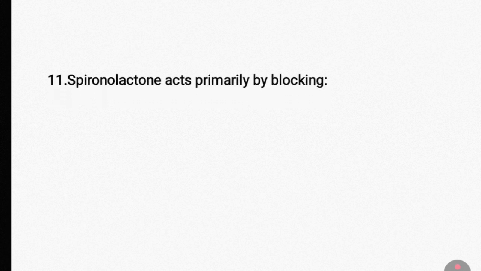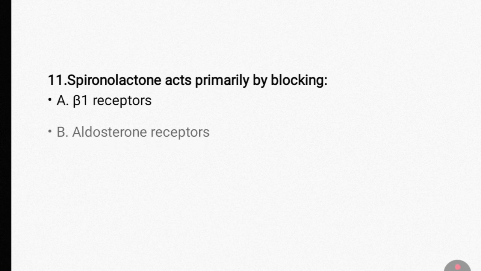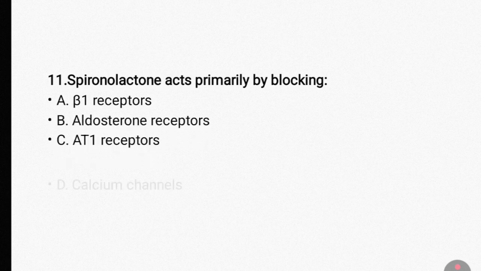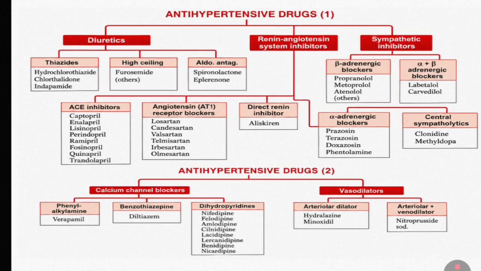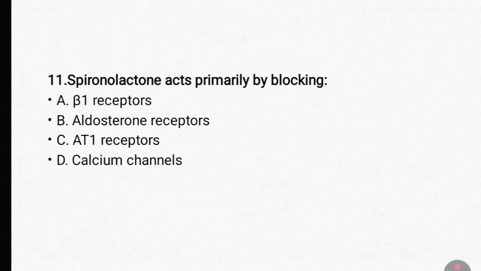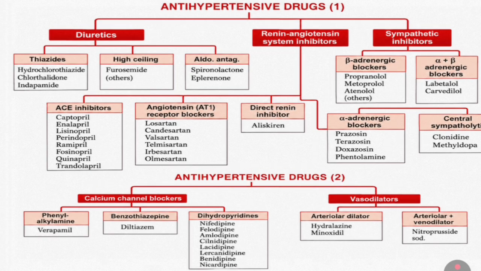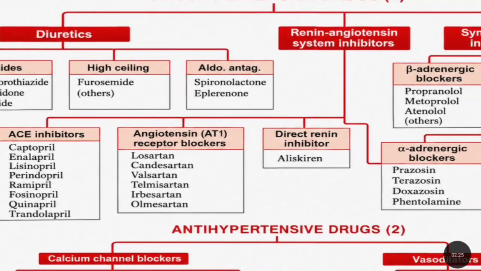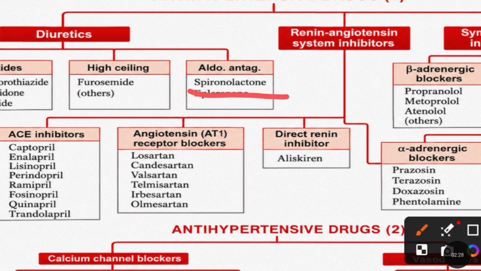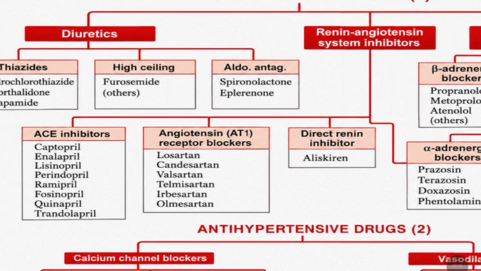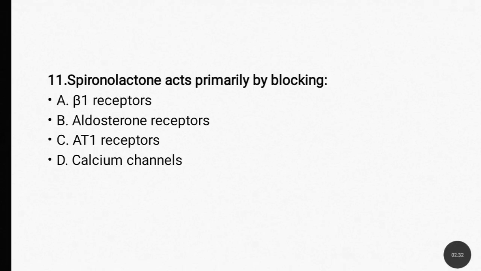Spironolactone acts primarily by blocking beta 1 receptor, aldosterone receptor, AT1 receptor, or calcium channel. These all come in the category of antihypertensive drugs. So here the question is spironolactone. Spironolactone comes under the category of aldosterone antagonist. So here the right option is aldosterone antagonist. Option B is the right answer.